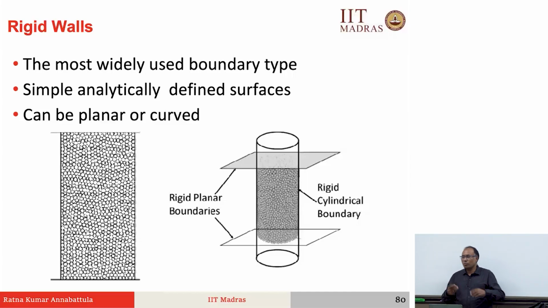And how do you model a wall? We have only seen contact interaction between a particle and a particle before. But if there is a wall, how do we go about it? If it is a wall, then you can consider it as a particle with infinite radius. Then it will be a wall, right? And the wall geometry and position are defined by whether it is a cylindrical wall or a planar wall. So the walls can be either curved or planar.